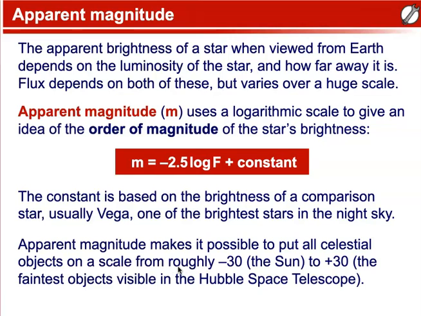Apparent magnitude makes it possible to put all celestial objects on a scale from roughly -30, the sun, to +30, the faintest object visible in the Hubble Space Telescope.